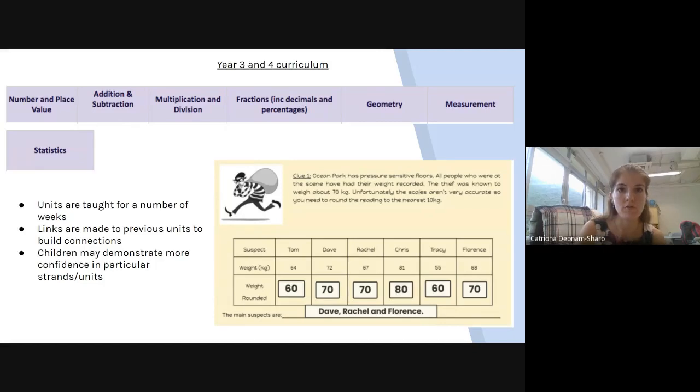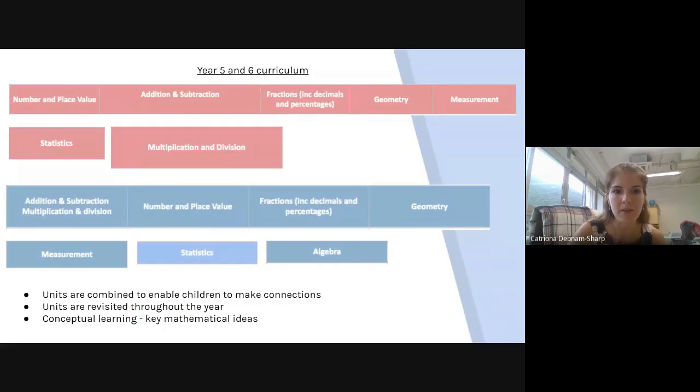Okay. So moving on to the Year 5 and 6 curriculum. Again, we do use the English National Curriculum, but it's slightly different. So although we do have these strands from which we take the objectives, what we actually do is we combine some of the units together. So I'm going to show you what that looks like on the next slide. Units are revisited throughout the year.